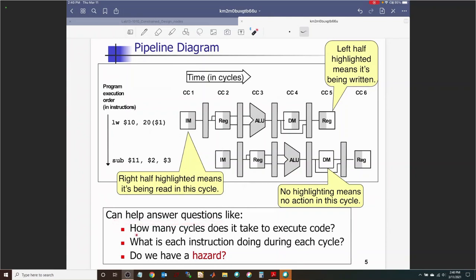Next, let us try to answer these questions. The first question is, how many cycles does it take to execute the code? Well, your code has two instructions. So how many clock cycles is it going to take for you to execute these two instructions? What do you guys think? Six, right? So that's pretty straightforward. If I look at clock cycle over here, I have got a one here, and then I've got a six here. So from start to finish of both these instructions, I will need six clock cycles. I could have answered that by looking at this pipeline diagram. All right, let's try to get some more answers.